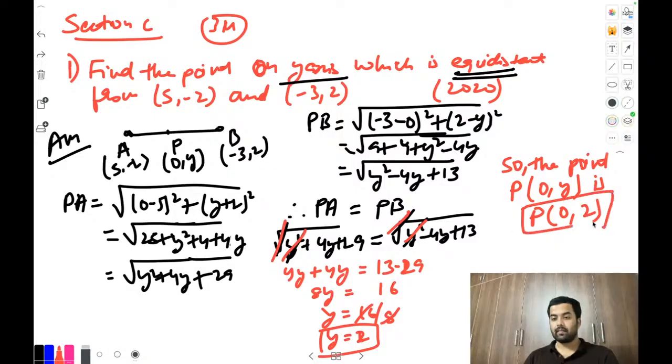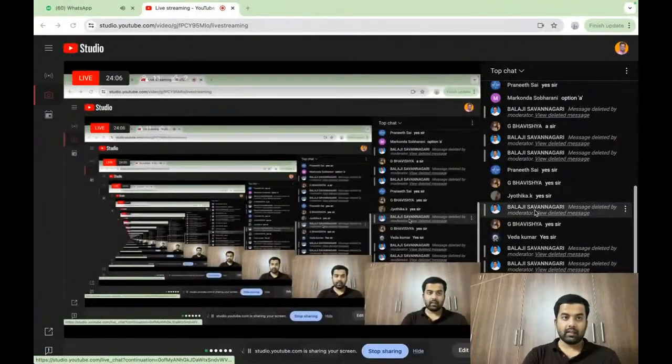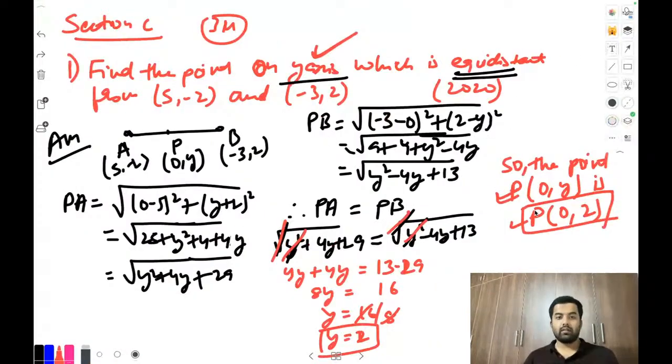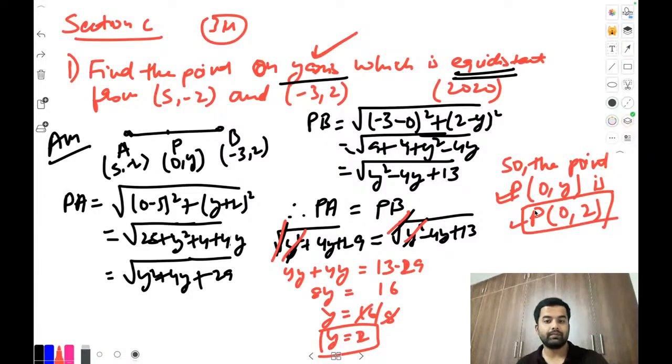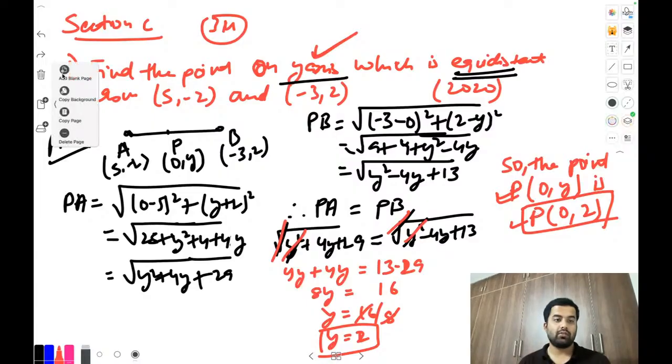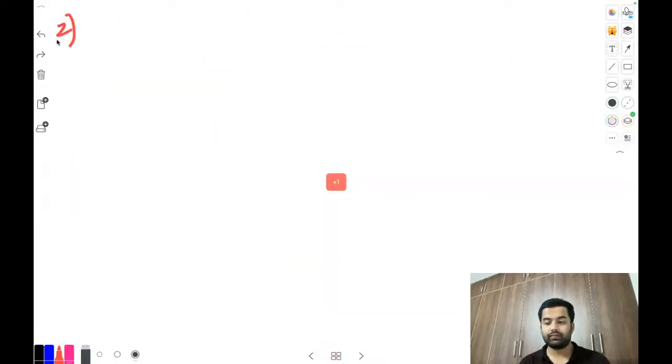That is the answer. We assumed 0 comma y because it was on the y-axis. So we kept the y value, and P is equal to 0 comma 2. Understood this? Fine. A 3 marks question this one. Same pattern, but it is asked in 3 marks, so the content should be there according to it. Okay, now switch to question number 2.